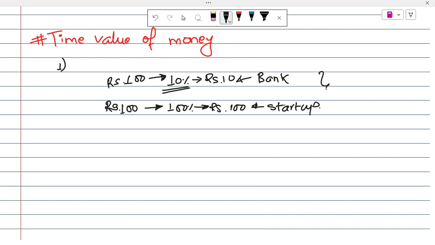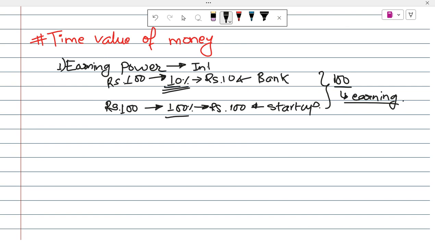Here we can see that our money, the original 100 rupees, is earning us money. So this power is known as the earning power of money. And it would be great if the earning power is as high as it can be. Earning power is quantified in terms of certain interest rates. We can see that money can earn in terms of quantified interest rates.